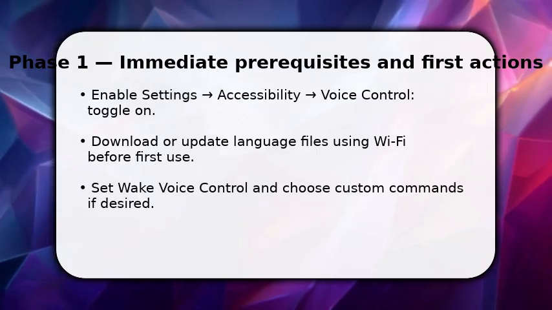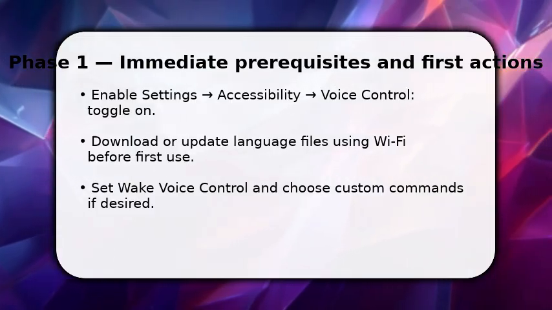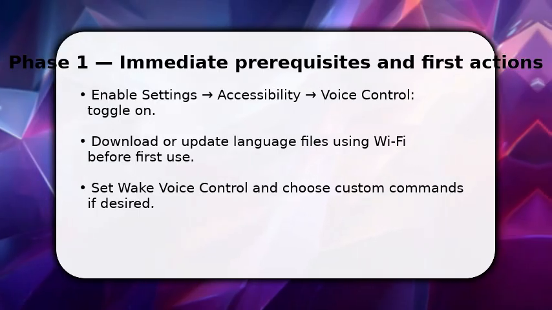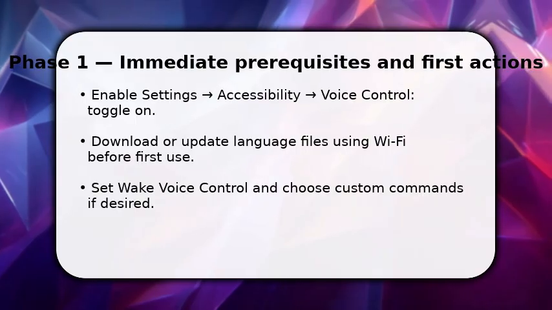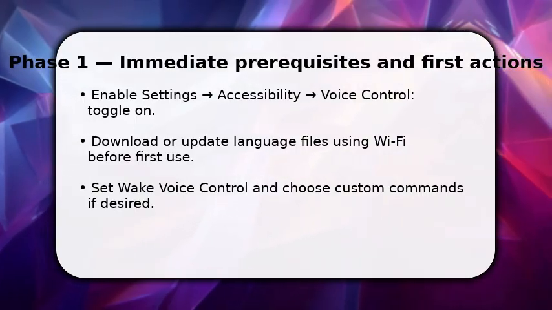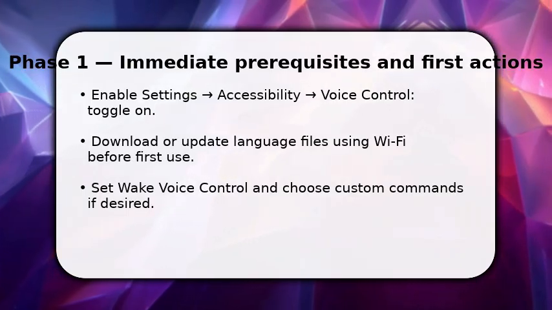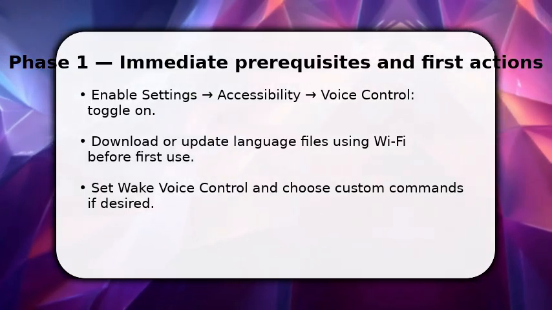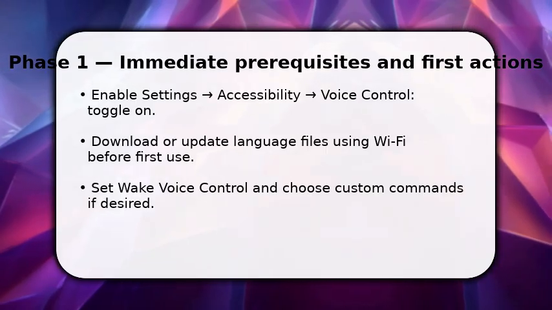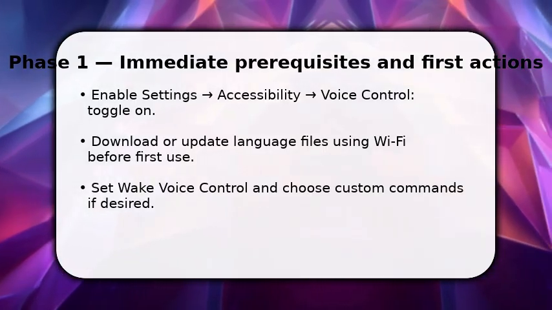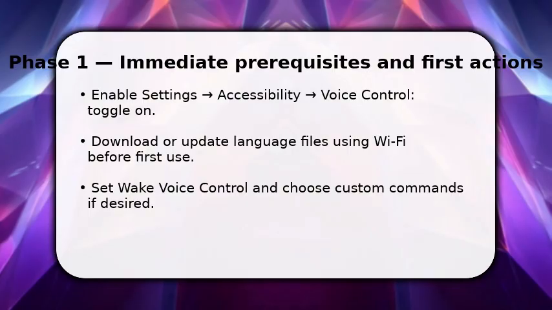You'll start by turning voice control on because the system needs local language files to work reliably. Open Settings, go to Accessibility, then Voice Control and toggle it on. The phone will download required files, use Wi-Fi to save data. Once done, choose your primary language and enable Wake Voice Control only if you want hands-free activation. Make sure to grant microphone access, otherwise commands won't register. This initial setup gets everything prepared so your voice commands run offline and faster.